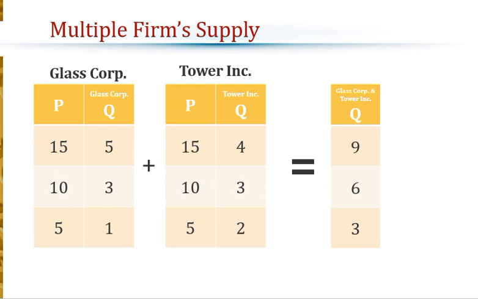But if the price comes down to 10, the law of supply says they're less willing to sell. So the price comes down to 10. Glass Corp's only willing to supply 3. Tower Corp's only willing to supply 3. 3 plus 3 is 6. And then at $5, 1 plus 2 is 3. So that's how we would create a market supply curve.